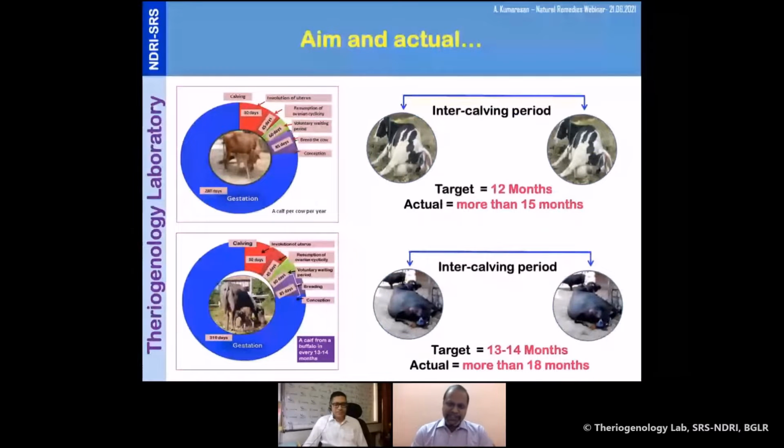So coming to the presentation of the topic, repeat breeding. Now we know that every one of us, you, me, and everyone, has some aim or target or goal, whatever we say. Similarly, for a dairy farm, be it a farmer of small scale, medium scale or large scale, everybody has some target or aim so that the farm runs a good economy.